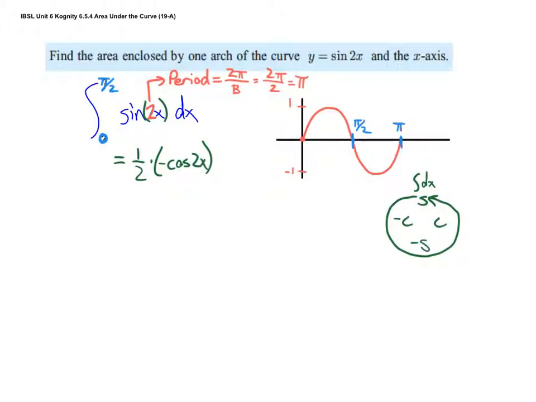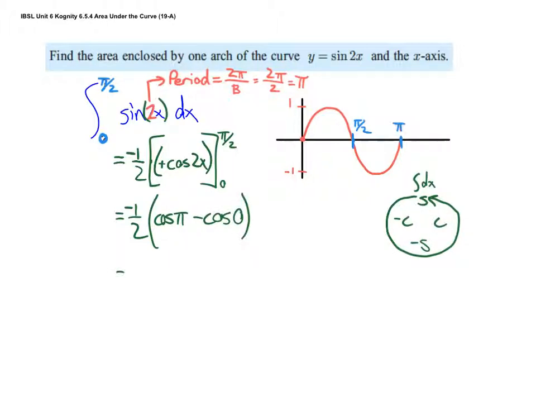So now we need to evaluate from 0 to pi over 2. Notice I can leave that half until the very end. So 1/2, and in fact, I'll pull the negative out with it, so I don't even have to worry about the negative while I'm evaluating. So we have cosine of 2 times pi over 2, so cosine of pi minus cosine of 0.